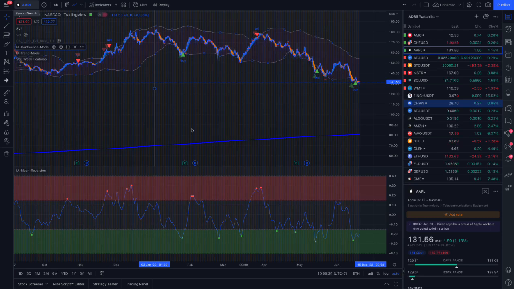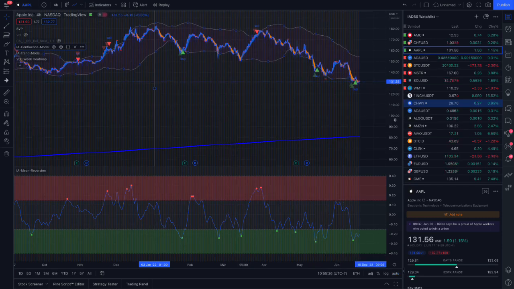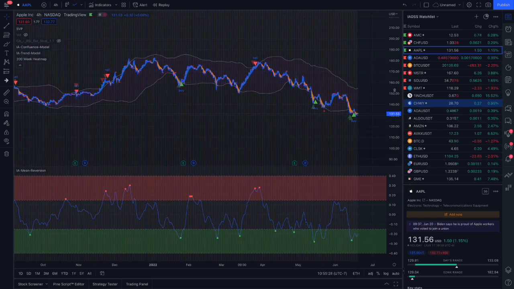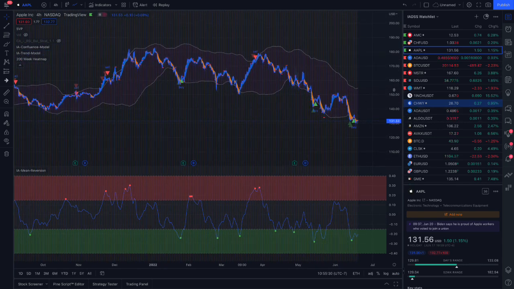Hey team, just want to share a new trick I discovered from Git in Discourse. He shared a picture of his screen and I thought it was very interesting. So I want to show you how he did it. What he did was overlay the mean reversion on top of the trend model and the confluence model. And I thought it was an interesting visual.